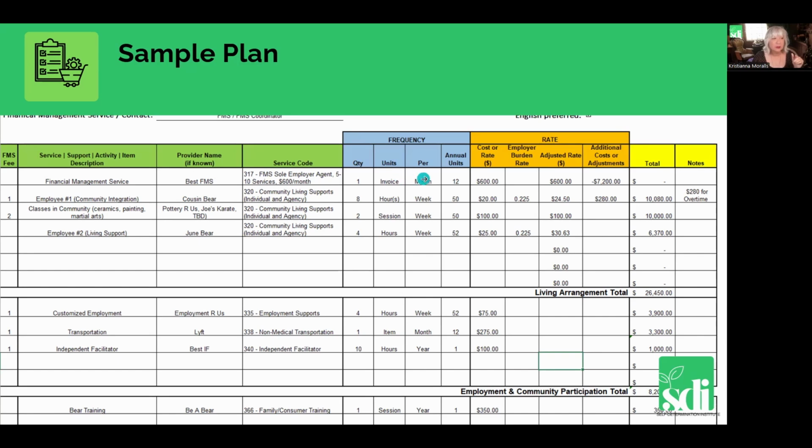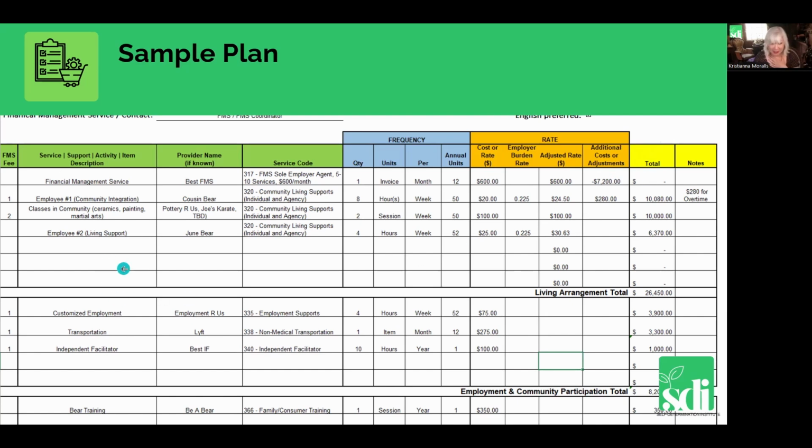They have one invoice per month for 12 months. And in this case, they have 5 to 10 services. They're using sole employer. So it's $600 a month. And then I zeroed it out. If you notice, it's not in my total here because remember, we don't have to pay for this. So it was $7,200 was the total. I subtracted that $7,200. So this is just a placeholder for the financial management service costs.